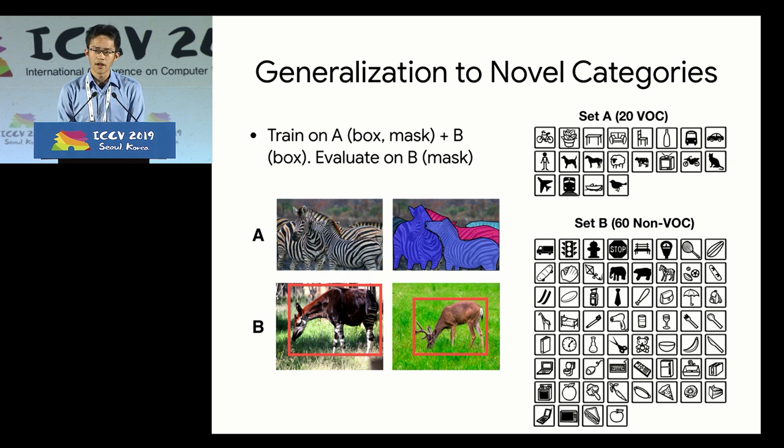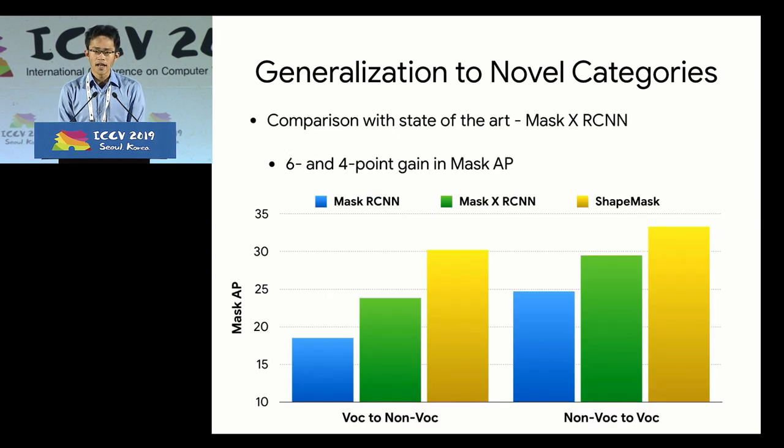We have two sets of categories, A and B. We train on A with both box and mask labels, and B with only box labels. We evaluate on B for mask. This tests the transfer of mask A to mask B. We outperform the state-of-the-art approach by 6 points on COCO, VOC to non-VOC transfer, and 4 points the other way around.